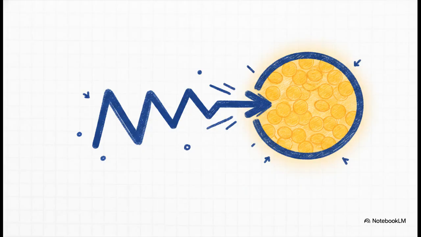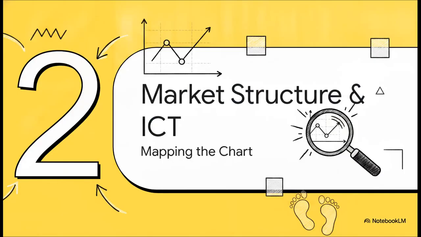So, the one crucial point to burn into your memory right now is this: price doesn't just move randomly. It moves exactly to where the orders are located. It's constantly seeking out the next pocket of liquidity to fuel the market engine. And honestly, once you accept that reality, those seemingly chaotic squiggles on a chart start to make a whole lot more sense. That brings us perfectly to section 2, market structure and ICT concepts.